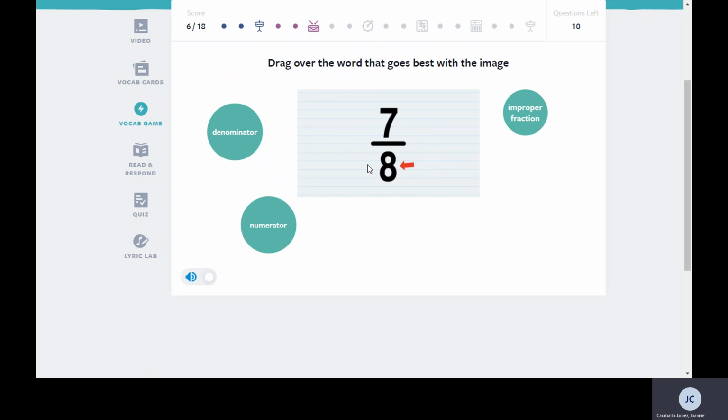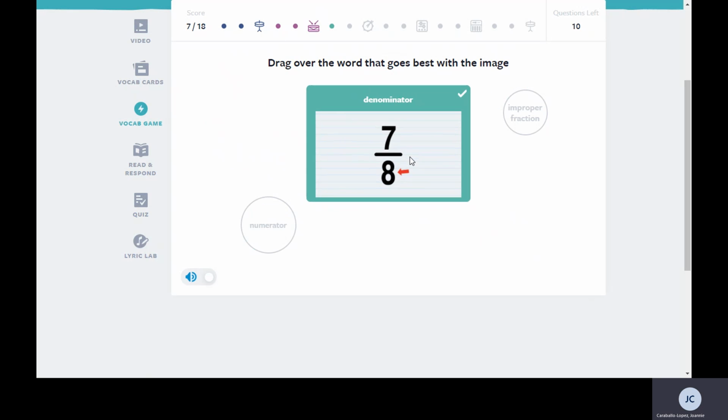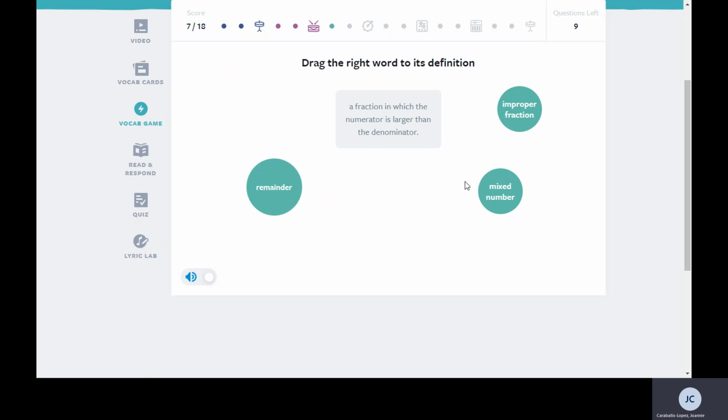¿Cuál es este número indicado aquí abajo? Brayden. Denominator, numerator, or improper fraction? Do you think he's correct? And that is correct. All right, hey, guys.